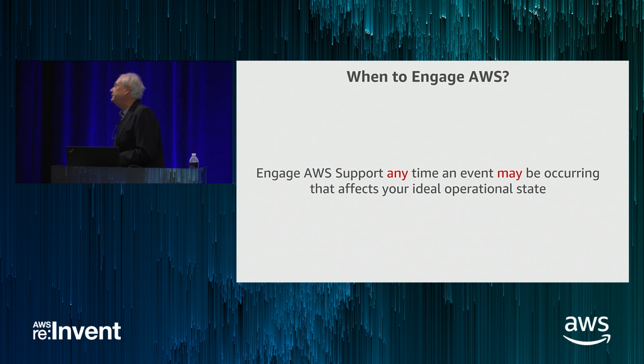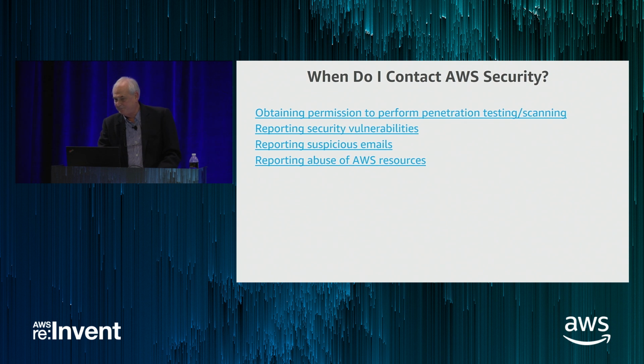So when should you engage your cloud service provider? We say you should engage AWS Support anytime you have an event occur that may be affecting your ideal operational state. That's what AWS is here for, to help you out. If you have an issue that may be impacting your operational state, we'd rather have you file a ticket with AWS Support that turns out to be a non-issue than have you not contact us and then it turn out to be a real issue. So anytime you have an impact or a potential impact, reach out to us.